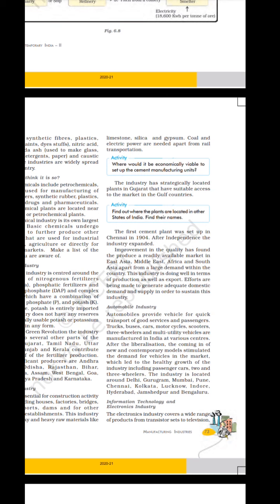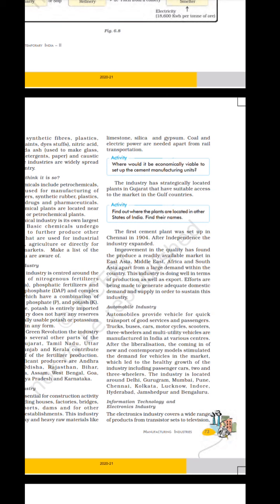Find their names. The first cement plant was set up in Chennai in 1904. After independence, the industry expanded. Improvement in the quality has found the produce a readily available market in East Asia, Middle East, Africa, and South Asia apart from a large demand within the country. This industry is going well in terms of production as well as export. Efforts are being made to generate adequate domestic demand and supply in order to sustain this industry.